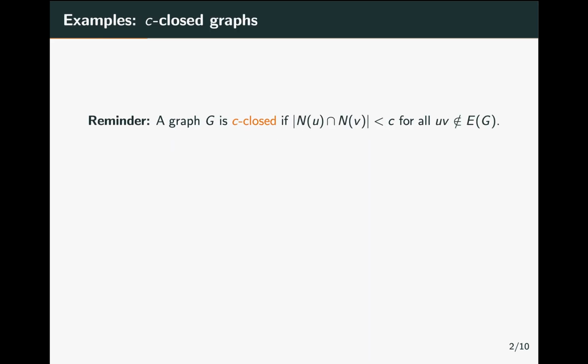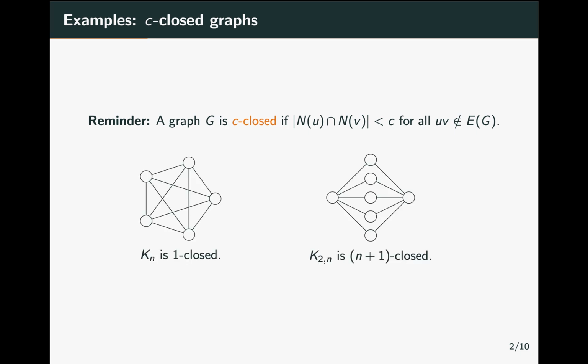Okay, let me show you some examples of C-closed graphs. First of all, a clique can be one-closed. Well, actually, it can be zero-closed because it doesn't have any pair of non-adjacent vertices. But let me say that a clique is one-closed. And if you look at the example on the right-hand side, the biclique K_{2,n} is (n+1)-closed because the two vertices on the sides have n common neighbors.